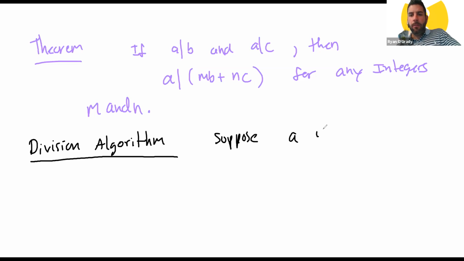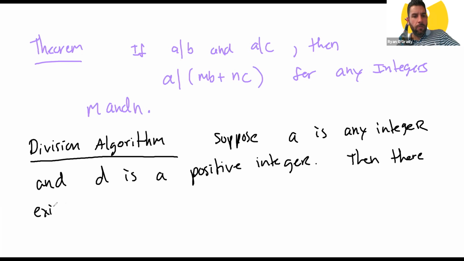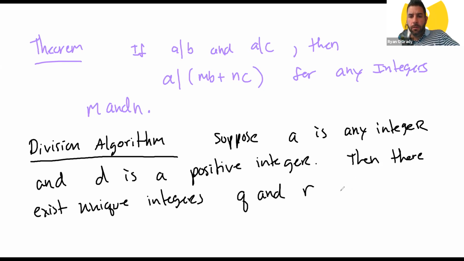Suppose A is any integer and D is a positive integer. Then there exist unique integers Q and R. And here's the important fact.